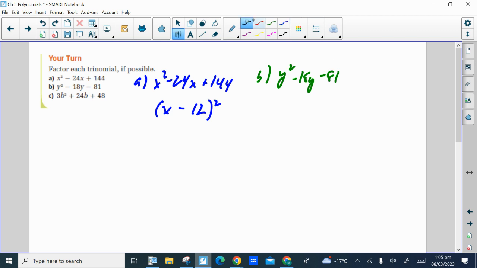Are there two numbers, though, that multiply to get negative 81 and add to get negative 18? And there are not. I mean, 9 times 9 is 81, but they have to have different signs to get a negative 81 at the end. So a positive 9 and a negative 9 do multiply to get negative 81, but when you add those together, you get 0, not negative 18y. Okay? There are no factors for this one. Sometimes that happens, but remember, on a quiz or a test, if you're asked to factor, they will be factorable.